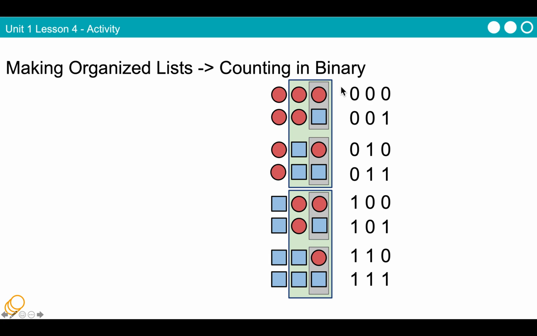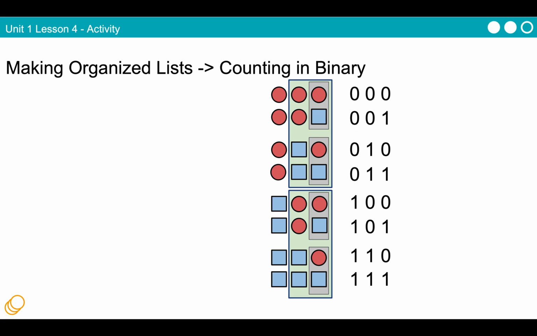Let's take a look at our least significant bit. We've got this repeating pattern of circle and square, 0 and 1, 0 and 1, 0 and 1, 0 and 1. Our bit in the center has a repeating pattern of circle, circle, square, square, circle, circle, square, square. It maps to 0, 0, 1, 1, 0, 0, 1, 1. And then over on the left, our most significant bit, we've got circle, circle, circle, circle, square, square, square, square. So this is our organized list.